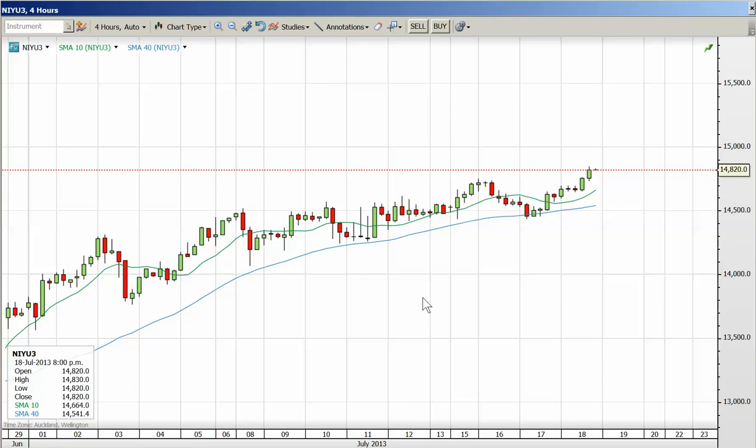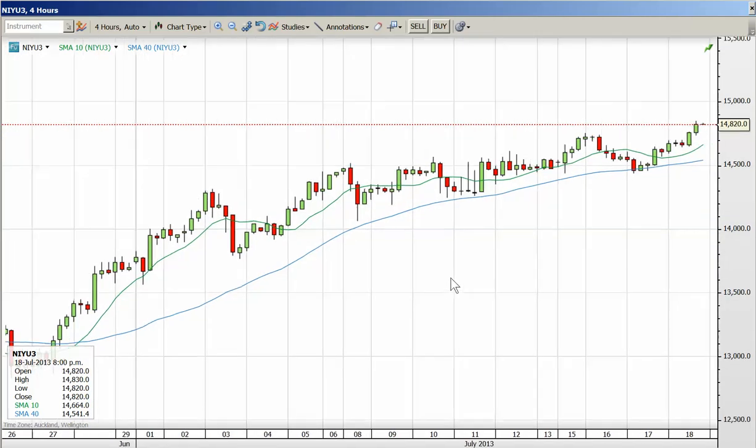I hope that's helpful. Go and find your own ones. Have a look at all of your instruments. Find something that's already trending, come down to a lower time frame, see if you can find a nice moving average buy zone or a moving average sell zone to create your own low risk trades.